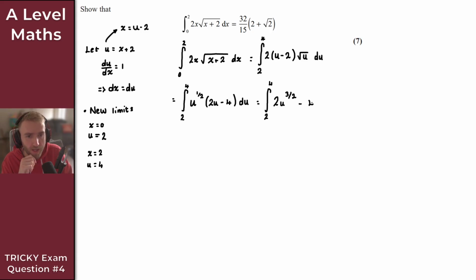This should hopefully be nice and straightforward. So 4u to the power of a half. And again, we're just integrating here with respect to u. So du there. Okay, I'll put brackets around this here just to indicate that we're integrating the full expression.